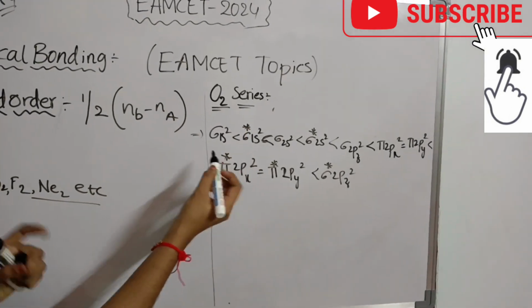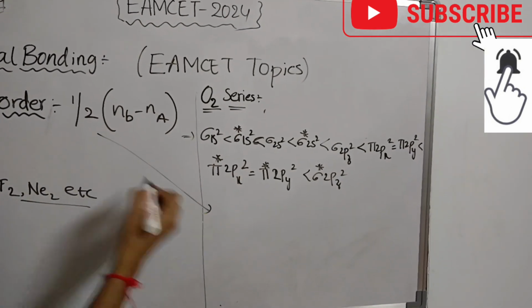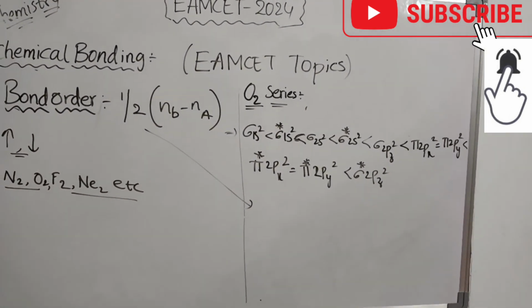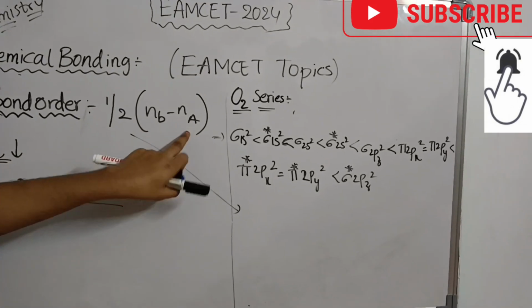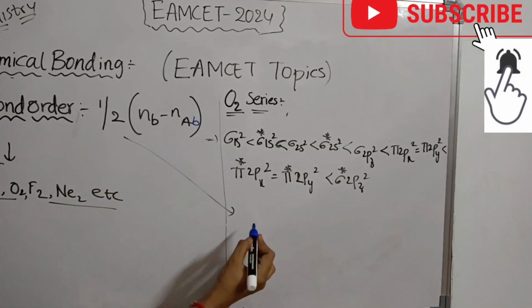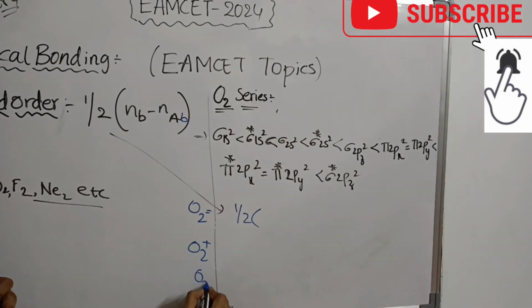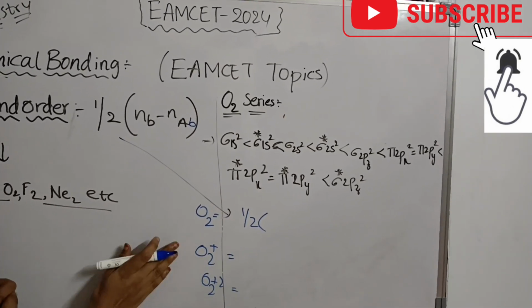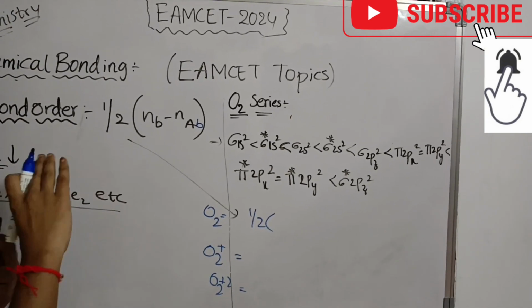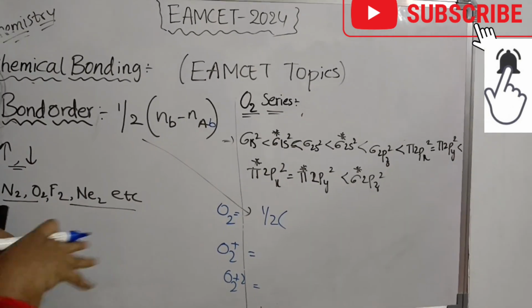For O2, the same formula will apply, that is half into (Nb minus Na). Nb means bonding electrons and Na means anti-bonding electrons. For O2, I will also say O2 plus and O2 plus 2. Here we have to listen carefully, because in N2 the process is one thing for N2 plus and N2 plus 2.